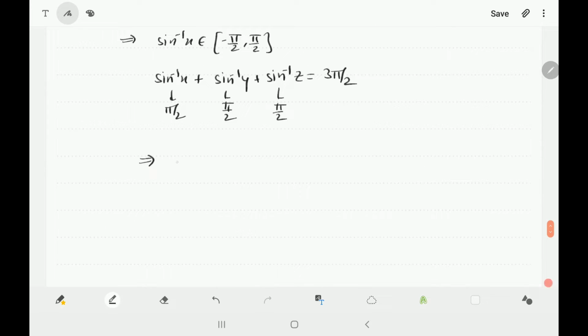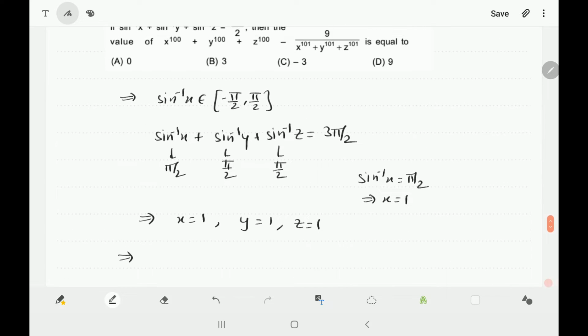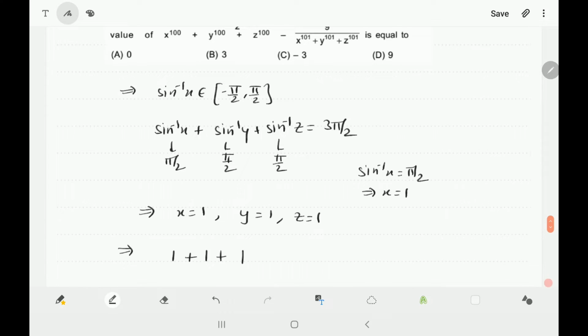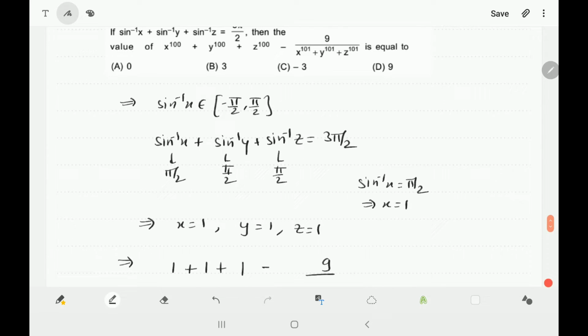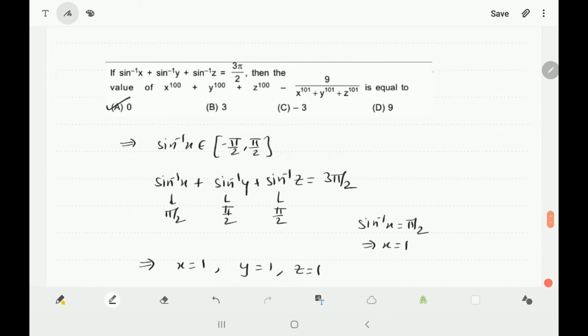So it means we have x as 1, because you will be getting sin inverse x as pi by 2. So the value of x will be equal to sin pi by 2, which is 1. Similarly, y is equal to 1 and z is equal to 1. Now if you put x equal to 1, y equal to 1, z equal to 1 in the required term, you will get 1 raised to the power 100 which is 1, y raised to the power 100 which is 1, z raised to the power 100 which is 1, minus 9 divided by x raised to the power 101, which is also 1, plus 1 plus 1. So you will have 3 minus 9 divided by 3. So this will be 3 minus 3 equal to 0. So the answer for this problem will be 0, which is option A.